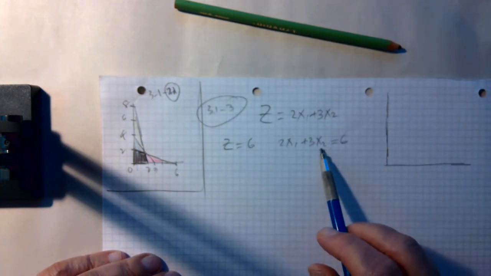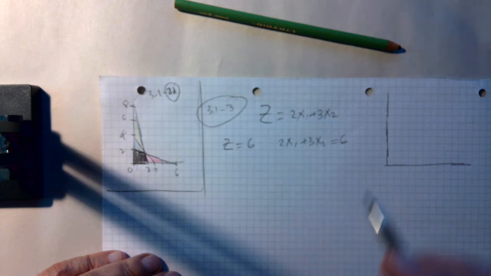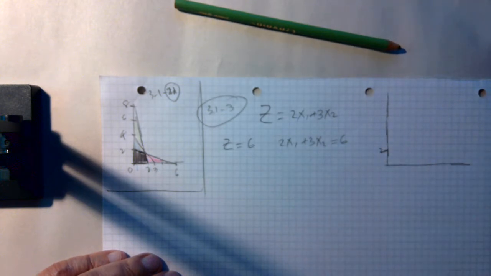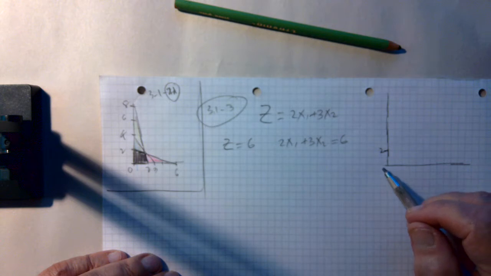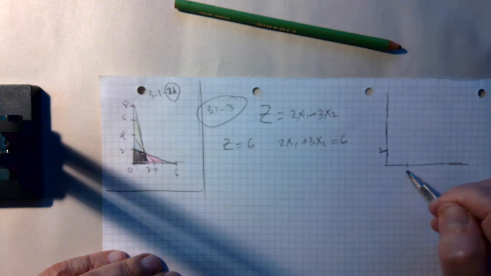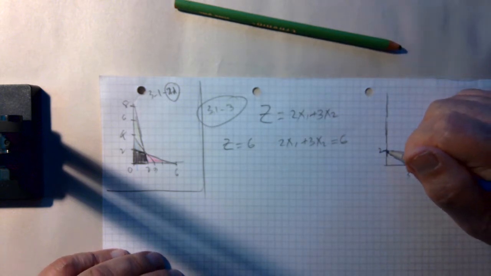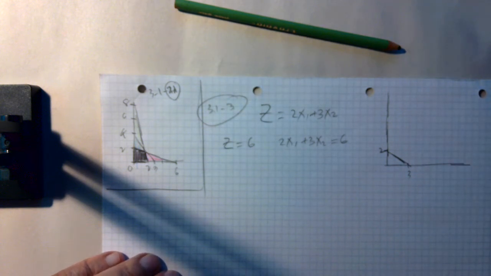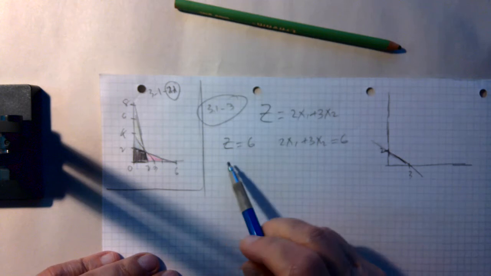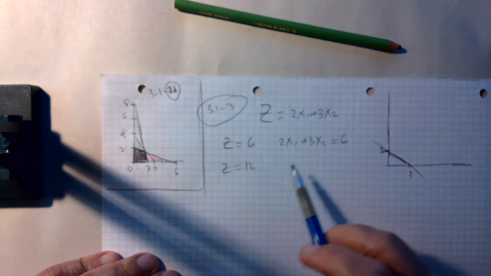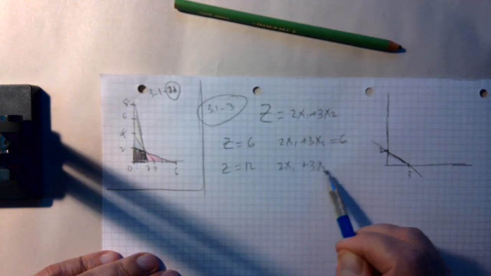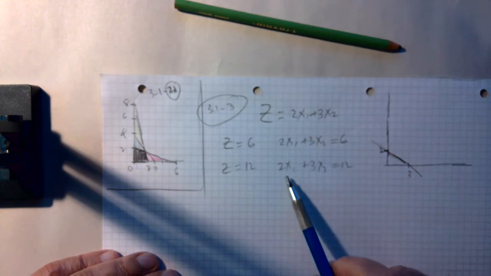So for this line, when x1 is 0, x2 is 2. When x2 is 0, x1 is 3. This is the line for z equals 6. Z equals 12. We want to graph the line 2x1 plus 3x2 equals 12.